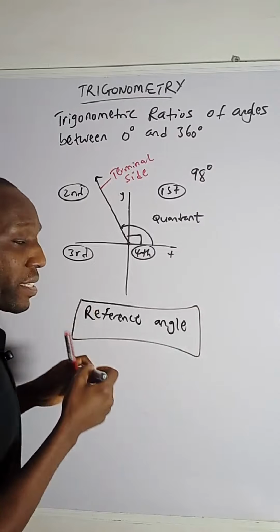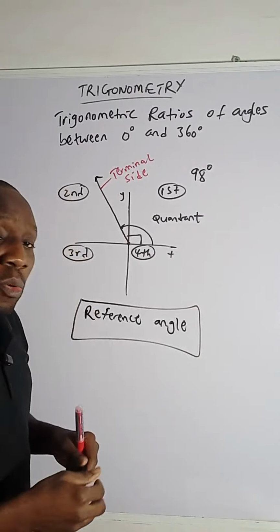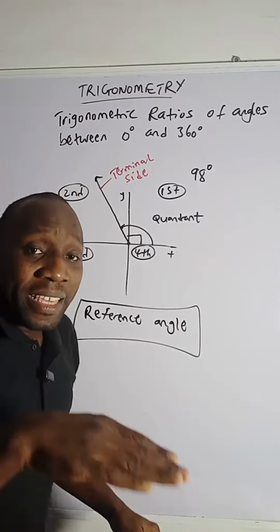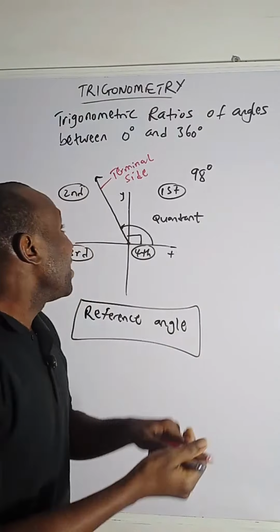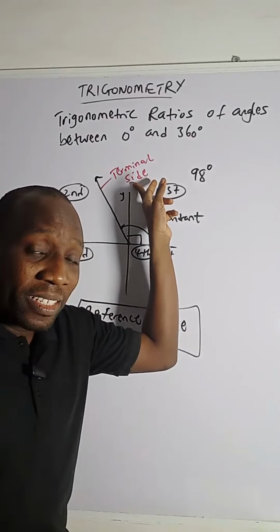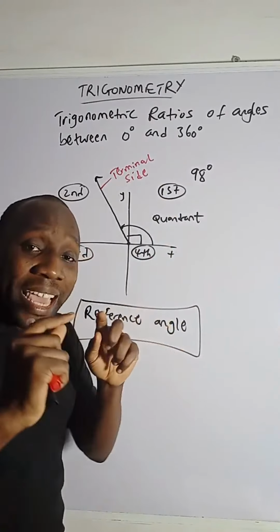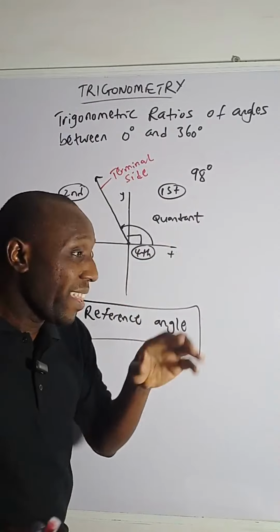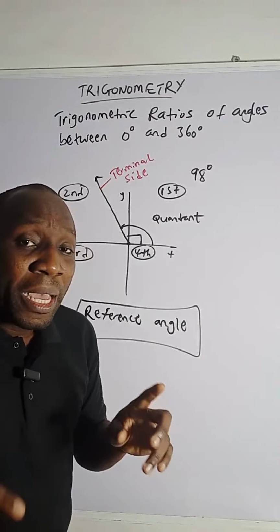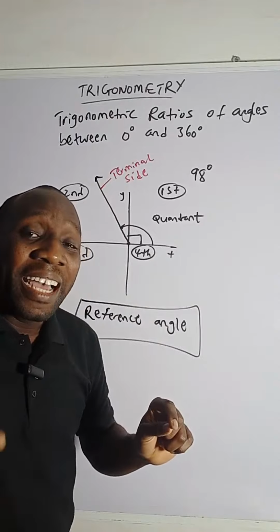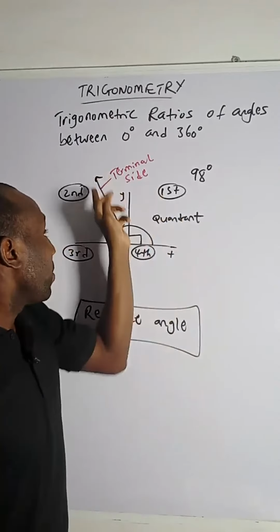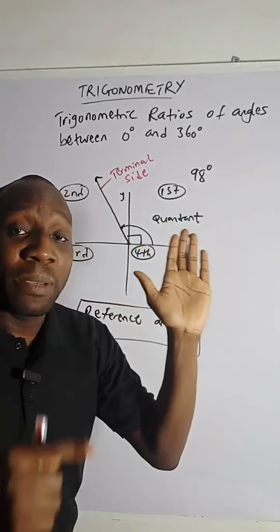What is a reference angle? It is the angle between the x-axis and the terminal side. Let me say it again. A reference angle is the angle between the x-axis, either positive or negative, it doesn't matter, and the terminal side. This is the terminal side, that line that terminates the angle.